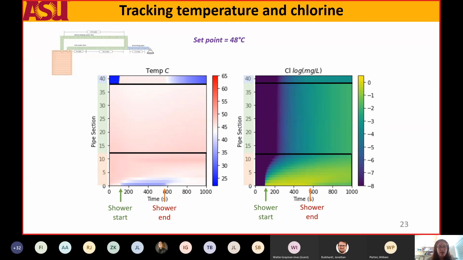And using this method, we look at a set point of 48 degrees Celsius, and we can see the most important thing here. We see moderate temperatures throughout the system, but mostly, if we look at the right plot here, our chlorine concentration is plotted, and if we look at node 40, that is the one closest to the point of use. So we're really not getting very much chlorine to the point of use for a shower. And this is accounting for if someone were to turn on the shower and jump right in, but many of us might wait until the shower warms up. So that's certainly not considered here, but it's something that could be added to the model.